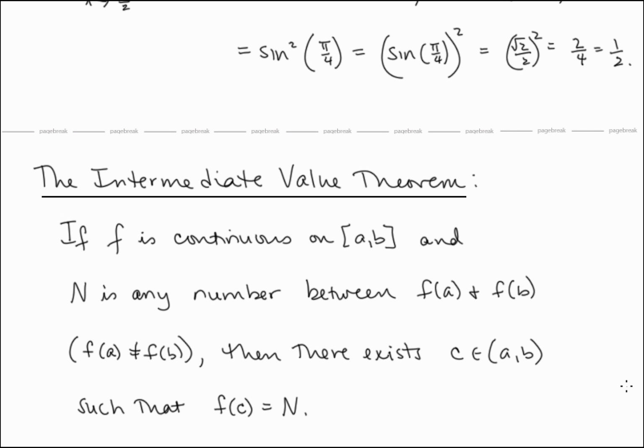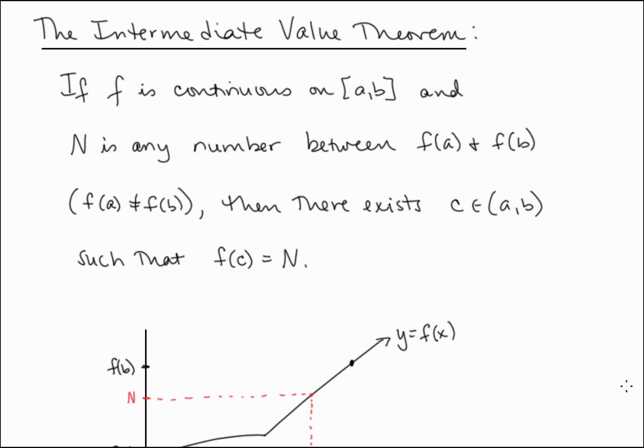Now let's take a look at the intermediate value theorem. If f is continuous on the closed interval [a, b], and n is any number between f(a) and f(b), where f(a) is not equal to f(b), then there exists a c value in the open interval (a, b) such that f(c) is equal to n.